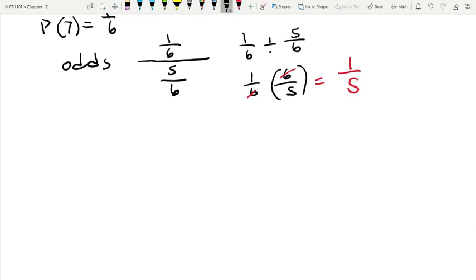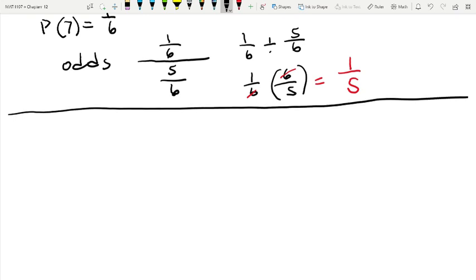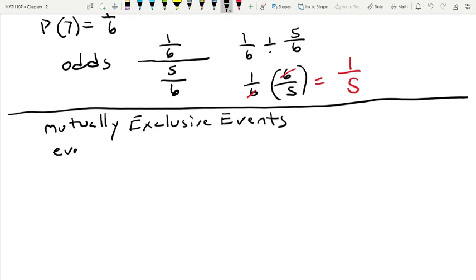Well, in terms of events, we can talk about whether they're exclusive or not. So we have mutually exclusive events. Mutually exclusive events are events that cannot occur at the same time.